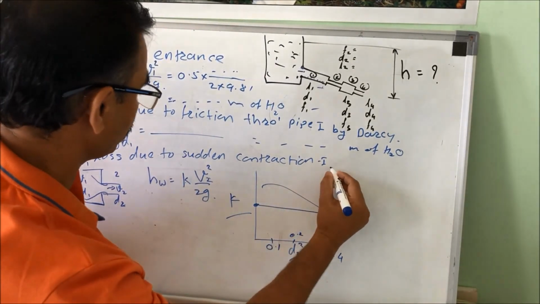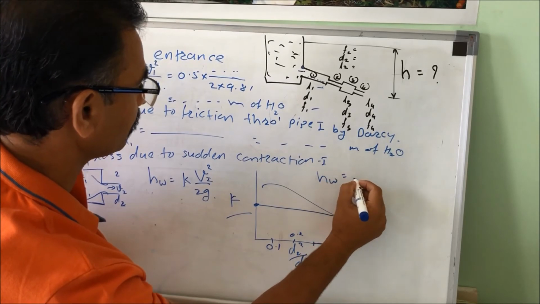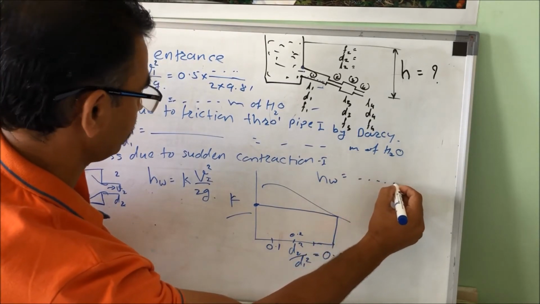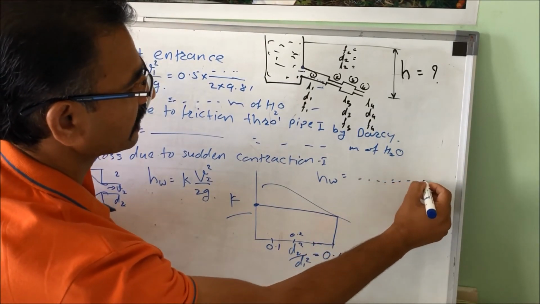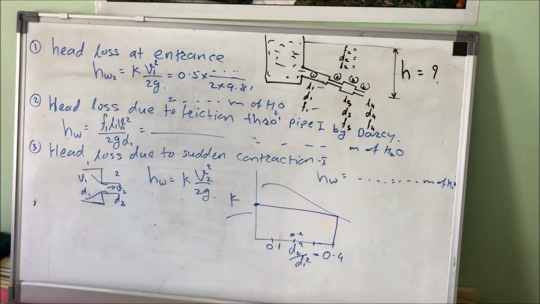So HW is equal to dash meters of water, H2. So do you understand? Now I will erase this.